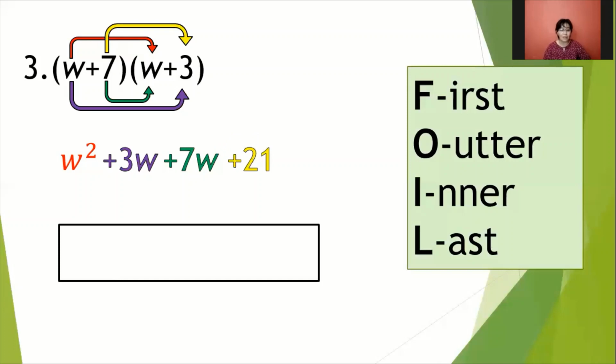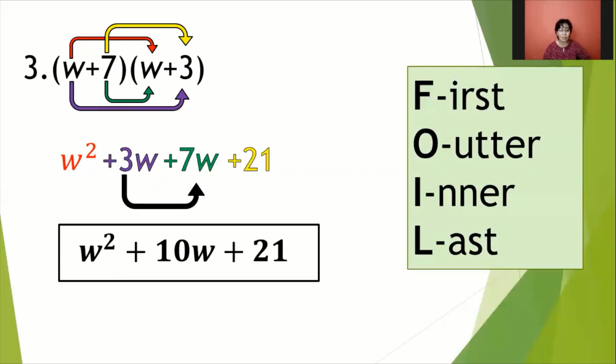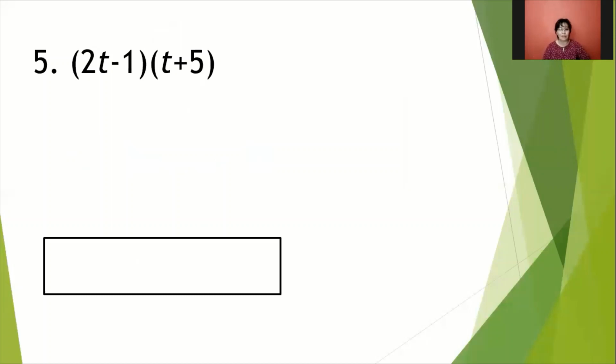Then, what can you notice about the mathematical sentence? Okay, you have to combine like terms. And what are the like terms? The like terms are 3w and 7w. You have to combine them. Therefore, the final answer is w squared plus 10w plus 21. Okay? Is that clear? Let us go now to number 5.